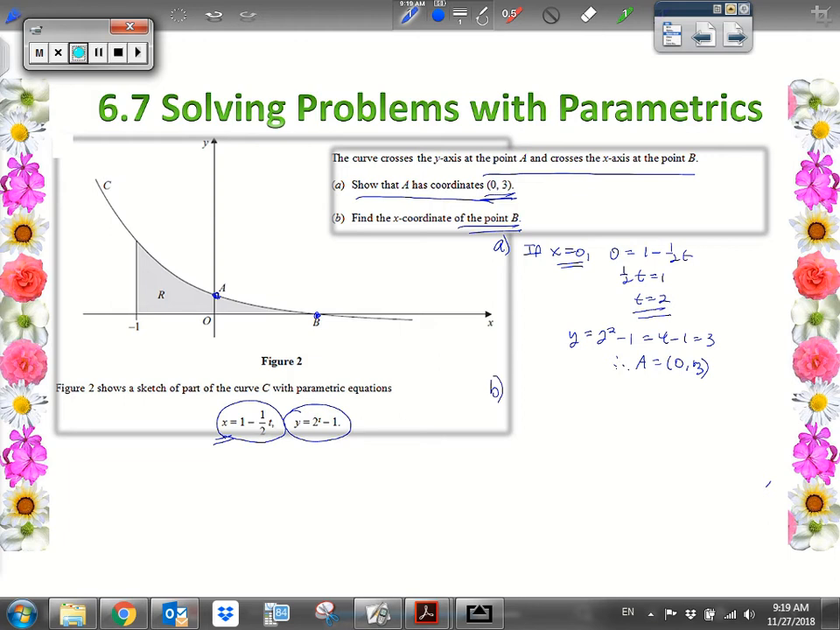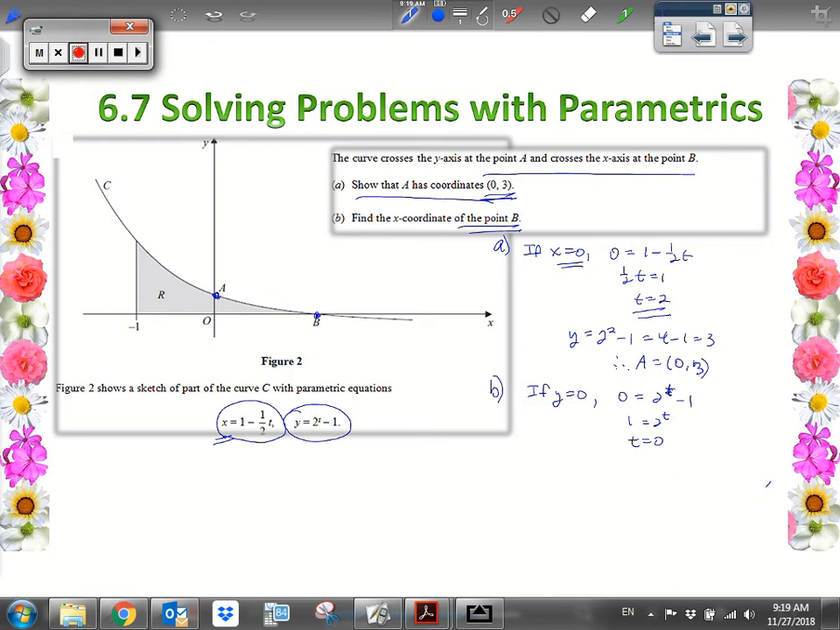So for part B, if y is 0, then if we can figure out when y is 0, we can do the same kind of thing and find out what x is at that time. So if y equals 0, we would get 0 is 2 to the t minus 1. So 1 equals 2 to the t. This is just a thinking problem. 2 to what power would give us 1? That would be 0. So t is 0.